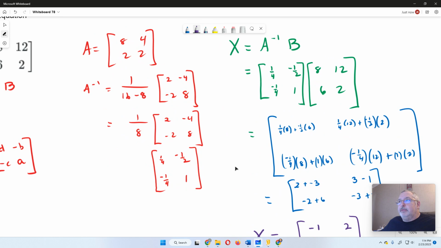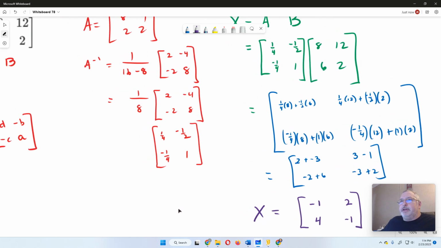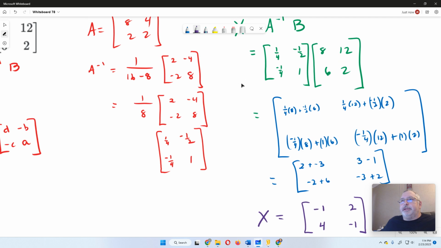So don't think you're doing it wrong when you get a bunch of fractions in the beginning. Sometimes the inverses are going to have fractions. That's okay. Just multiply it by that second matrix, and you should end up with fairly decent answers. I don't think they're too tough once you find the inverse properly.